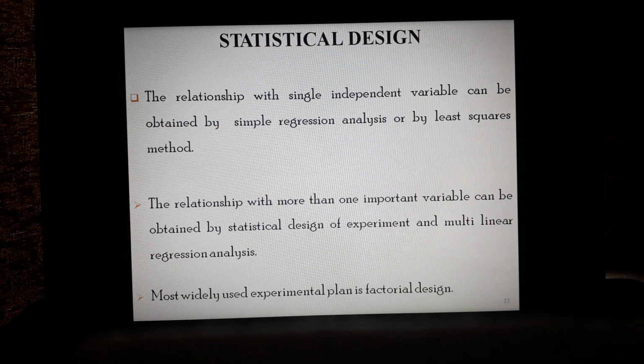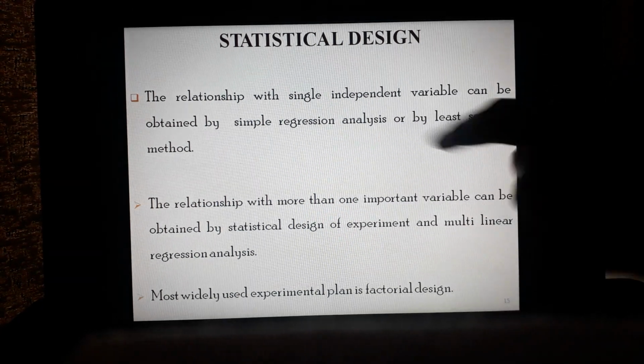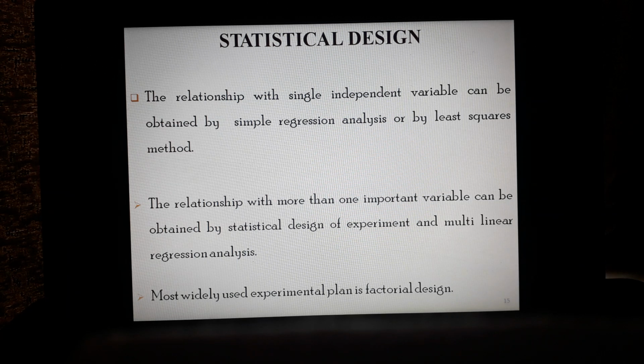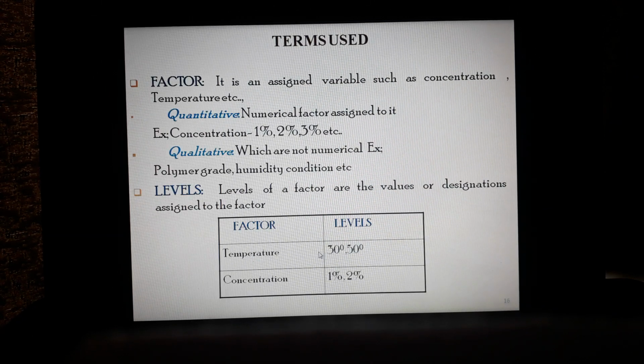Statistical design, which consists of a relationship with a single independent variable, can be obtained by simple regression analysis or by the least squares method. So simple regression analysis as well as the least squares method are crucial to define your independent variable. You will have to just keep this in your mind, that an independent variable can be defined more efficiently with respect to simple regression analysis as well as the least squares method. The relationship with more than one important variable can be obtained by statistical design of experiment and multilinear regression analysis. And the most widely used experimental plan is the factorial design.